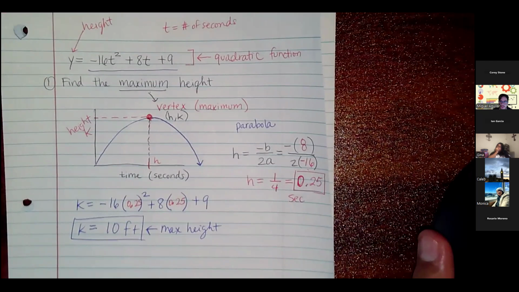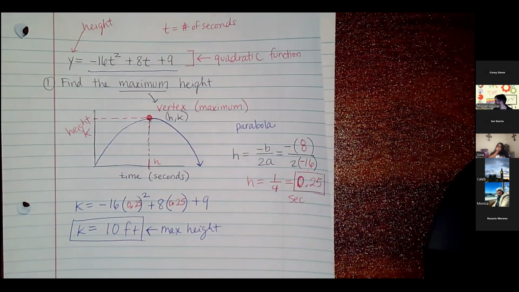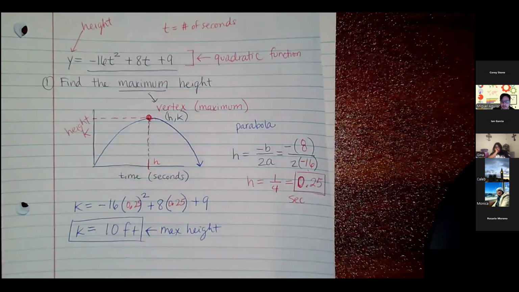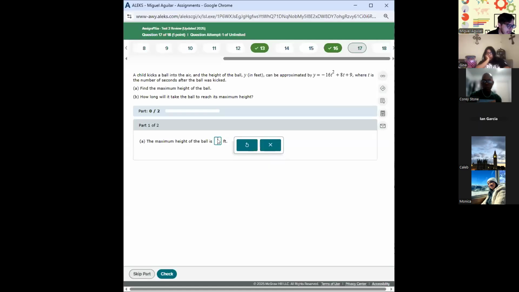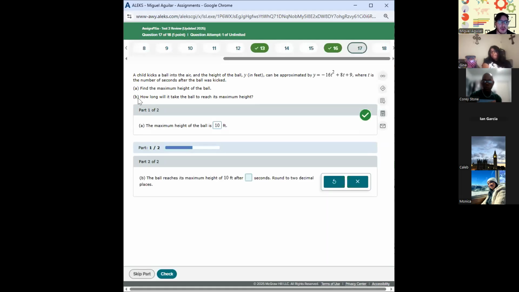Any questions, comments about the work that I did there? Any at all? Okay. So if you guys are cool with that, maximum height is 10 feet. How long will it take the ball to reach its maximum height? Well, we already found that. That was the h value. And it says round to 2 decimal places, which we got 0.25. 0.25 seconds. Boom. Got both those pieces.